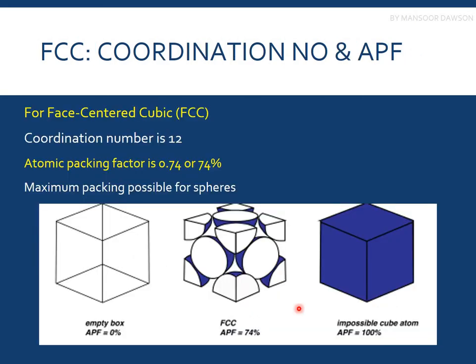Okay, so the coordination number and the atomic packing factor of FCC. So the coordination number of the FCC structure is 12. That means that one atom is in contact with, or is arranged with 12 other atoms, and the atomic packing factor, which is calculated, is 74%. That is 0.74. So that means that it has a volumetric density of 74%, and only 26% has the empty spaces.